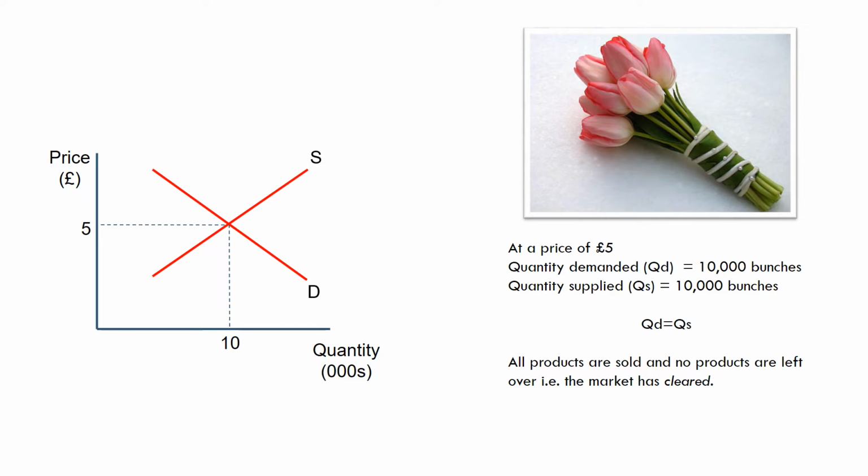And we would describe this as the market having cleared. We say the market has cleared when all products are sold and no products are left over. And this happens here in this market at a price of £5. So we describe this as the equilibrium point. The market is in balance, demand and supply are equal. And we describe £5 here as being the market clearing price. It's the price in the market at which demand and supply are equal.